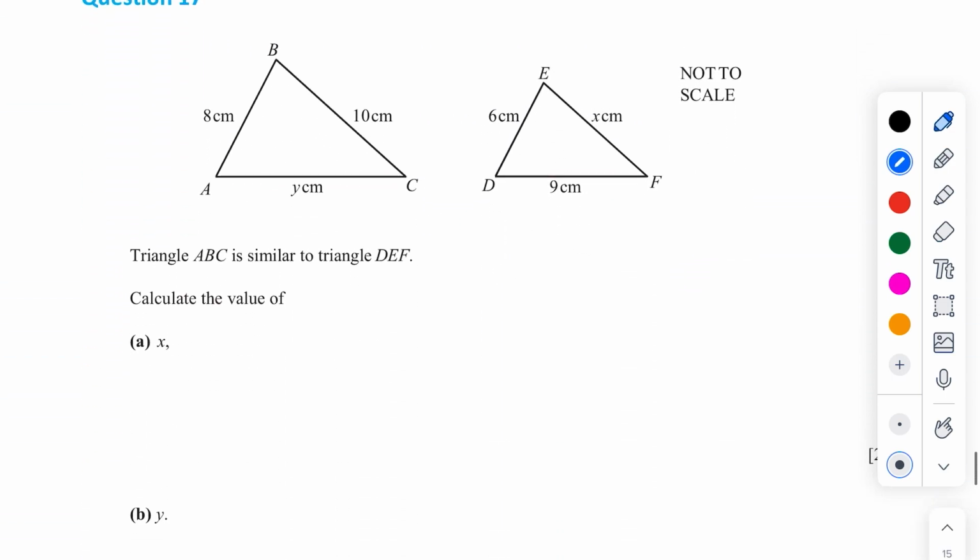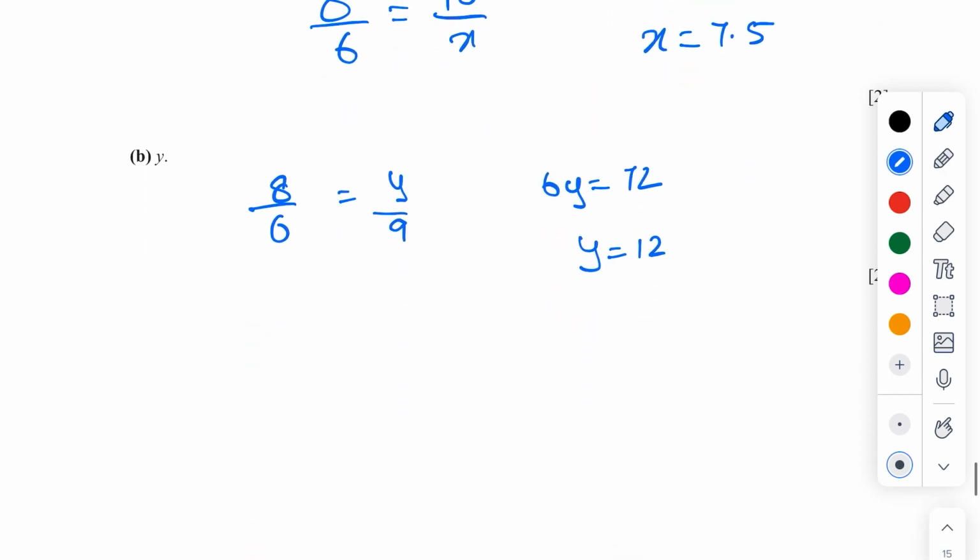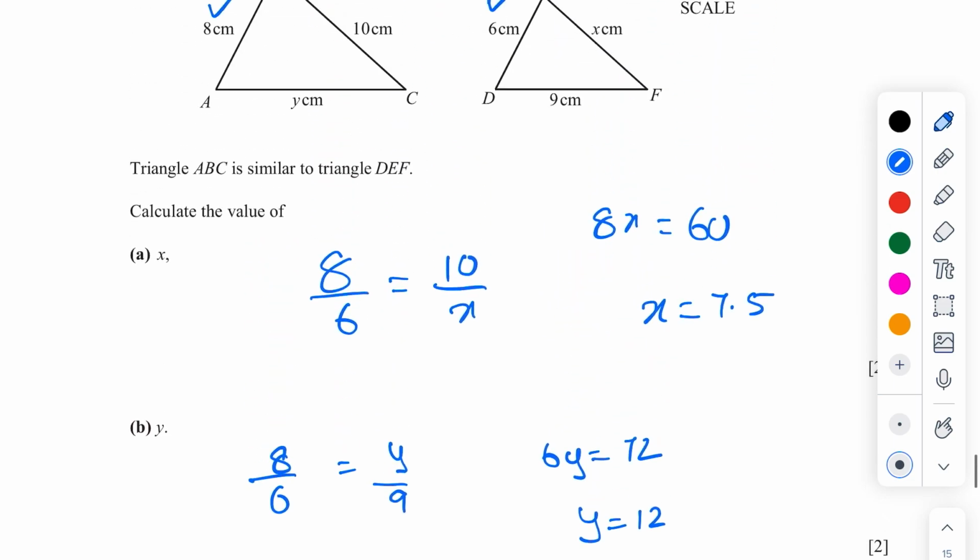Question number 17, find the value of x. So 8 divided by 6 equals 10 divided by x. So 8x equals 60, x equals 60 divided by 8, which is 7.5. Find the value of y. 8 divided by 6 equals y divided by 9. So 6y equals 72, y equals 12. That's going to be the answer. So you write the unit centimeters in both the cases.